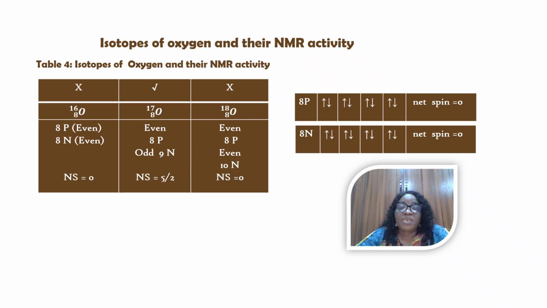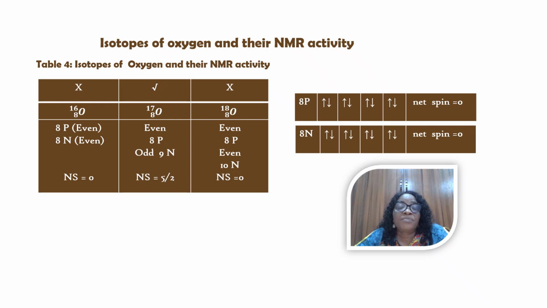Isotopes of oxygen and their NMR activity. Table 4 shows the isotopes of oxygen and their NMR activity. We have oxygen 16, oxygen 17, and oxygen 18. For oxygen 16, we know that it has 8 protons and 8 neutrons in its atomic nuclei, and they are both even, so they will cancel out, and their nuclear spin will be equals to 0. So oxygen 16 is NMR inactive, represented by S.